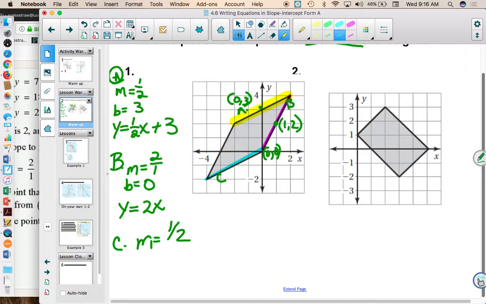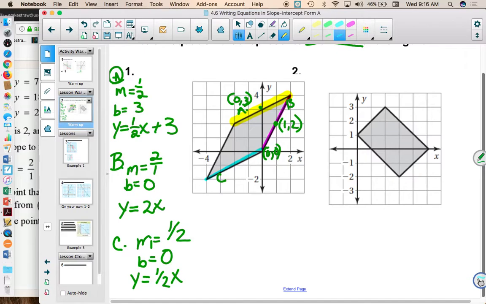Annie? 0. Y-intercept equals 0. I'm good with that. Okay. What's the equation of line C? What is that equation, Lily? Y equals 1/2 x. Nice job. We've got one line left.